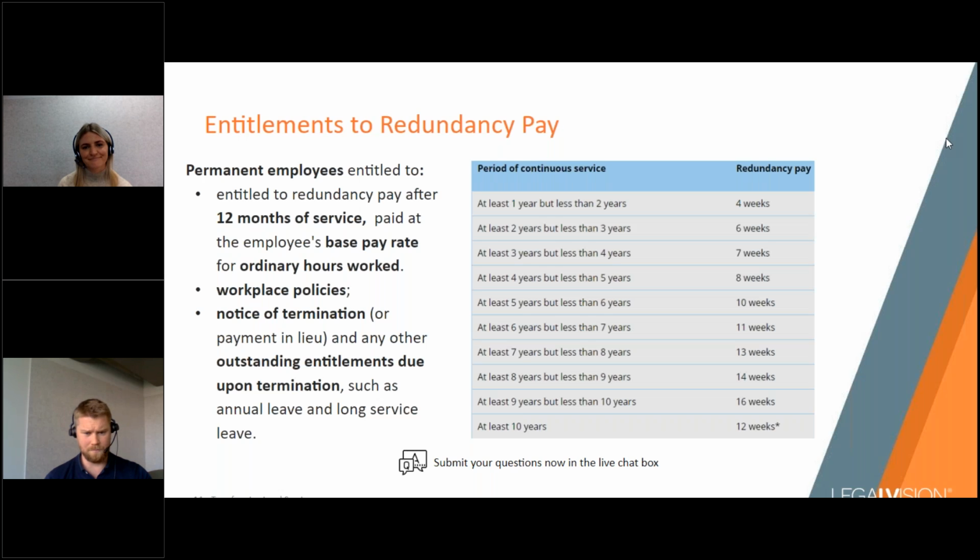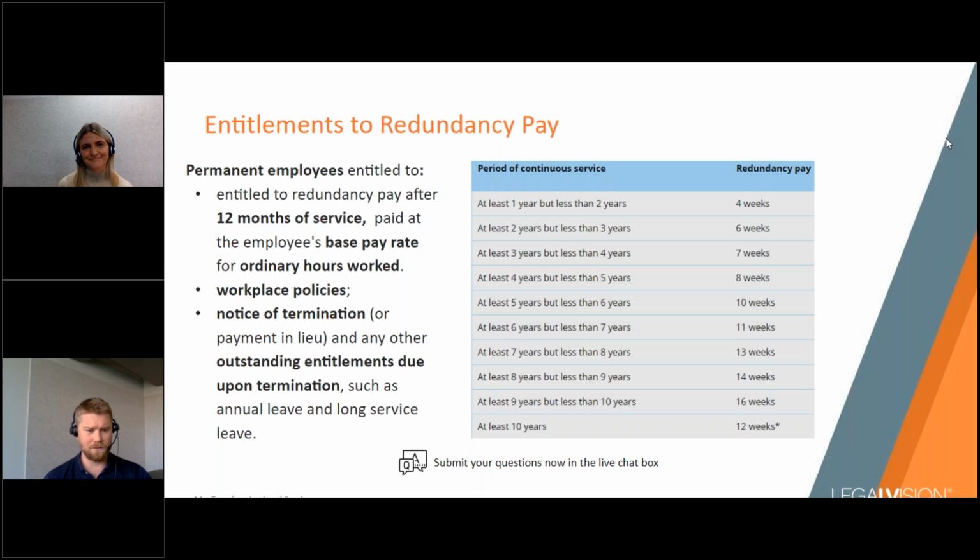So if you've had an employee who's been there for, say, between 2 and 3 years, they'll get their notice, they'll get 6 weeks' redundancy, and they'll get their annual leave paid out as well. You may find that you have to pay more than what's in that table, and that would be if you had a workplace policy which offered an entitlement that was greater than what's in the table. They're not very common, and you'll certainly know if you've got one. But generally speaking, this is what employers are up for.